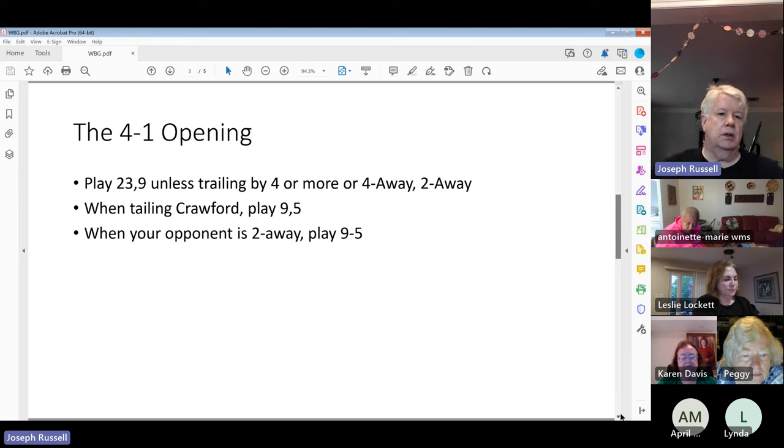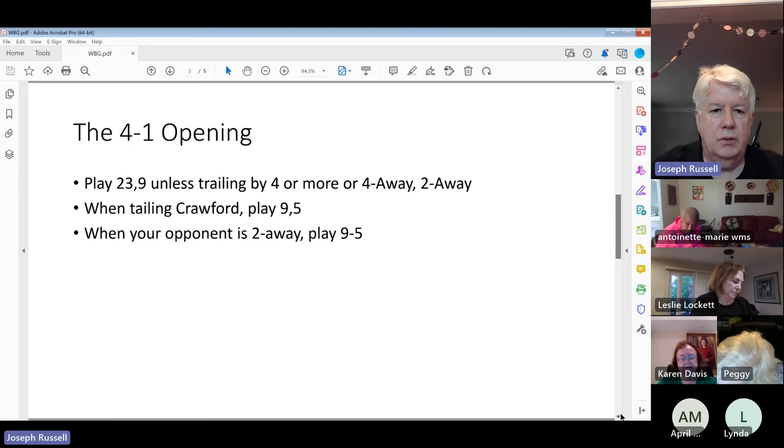The 4-1 opening, you play 23-9 is the standard play, unless you're trailing by four or more, or four away, two away. So if you're trailing 0-4, then you play 9-5. If you're trailing 5-1, then you play 9-5. And if you're four away, two away, which, you know, gammon go, then you play 9-5. When your opponent is two away, at all scores that your opponent is two away, you play 9-5. So no matter what, two away, you play 9-5. If your opponent is two away, period, you play 9-5.